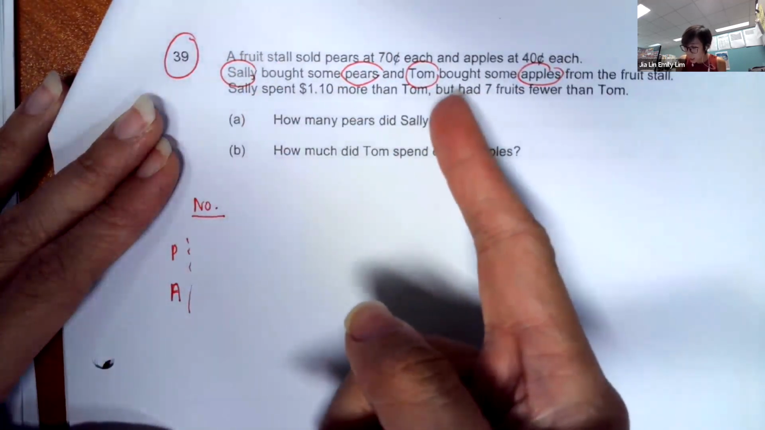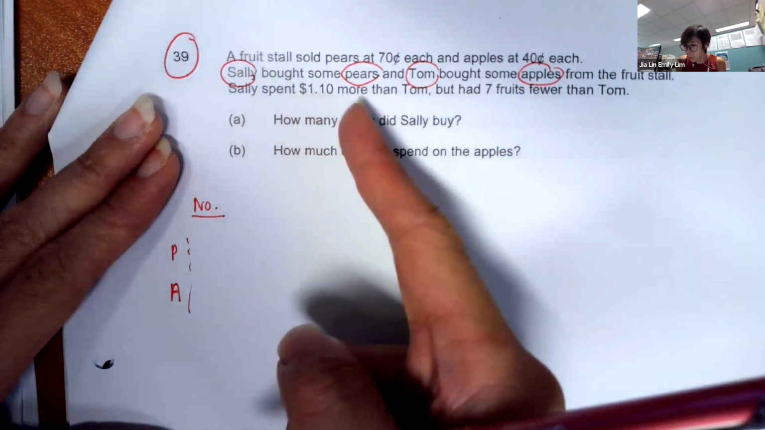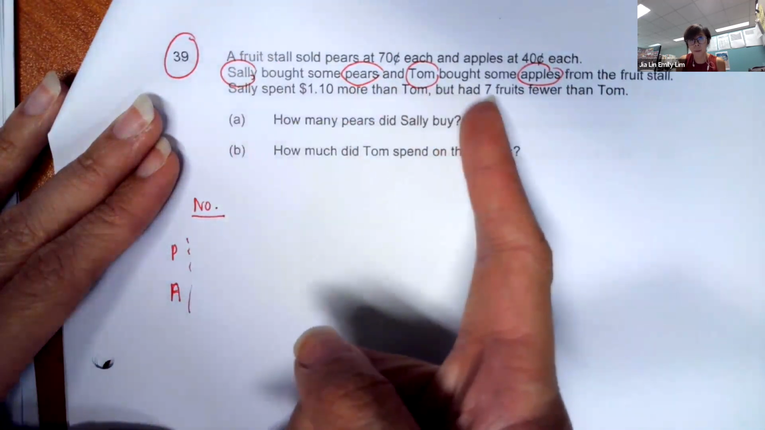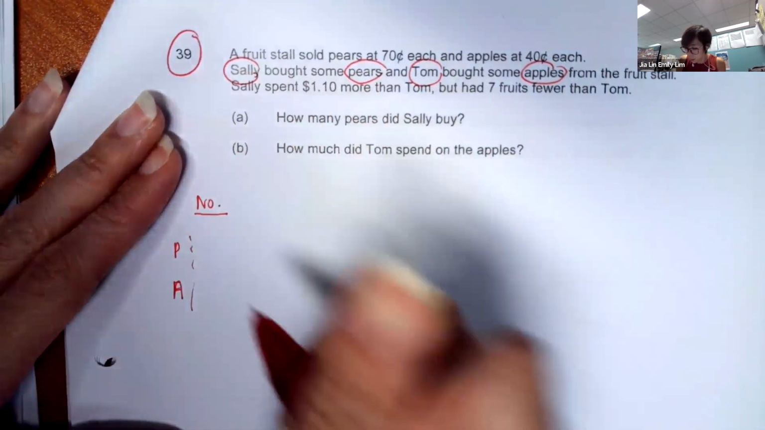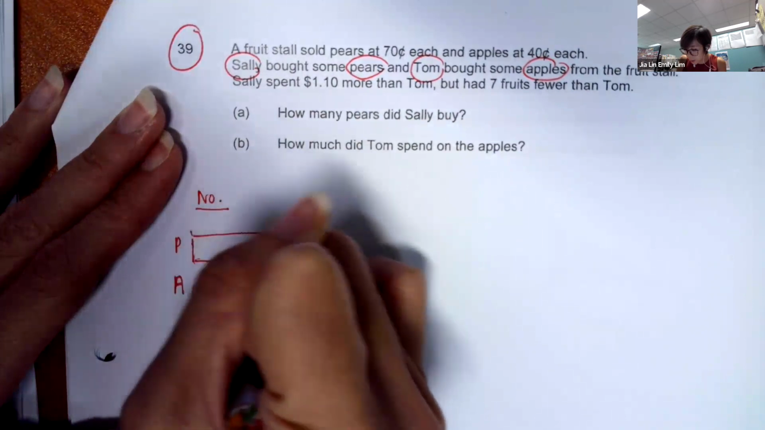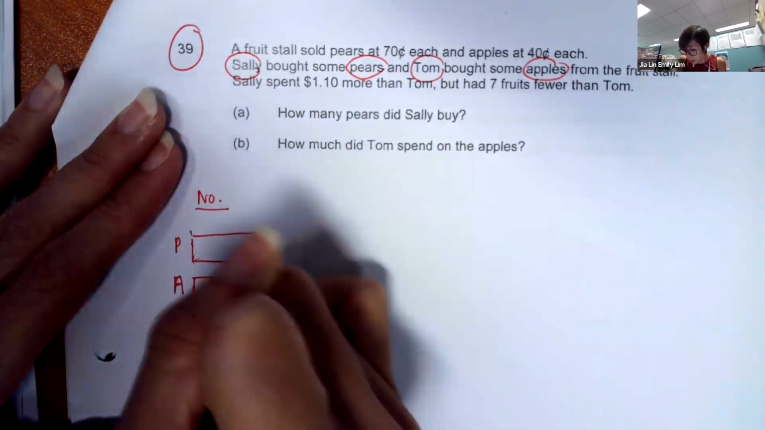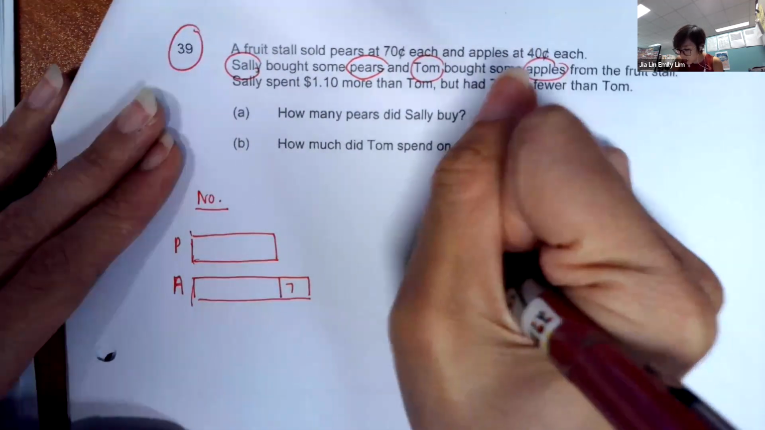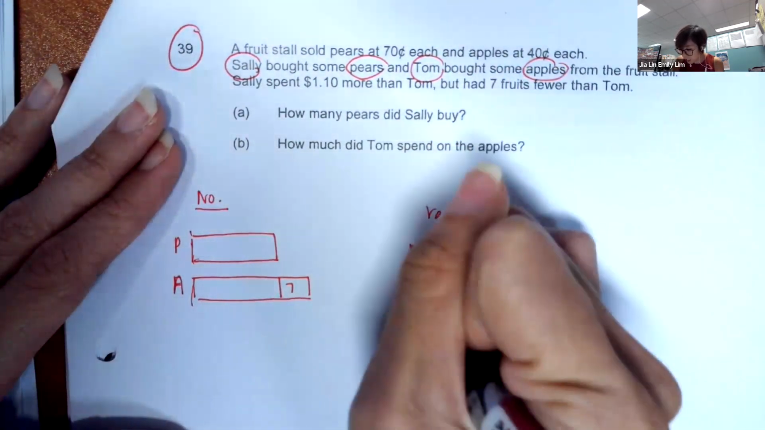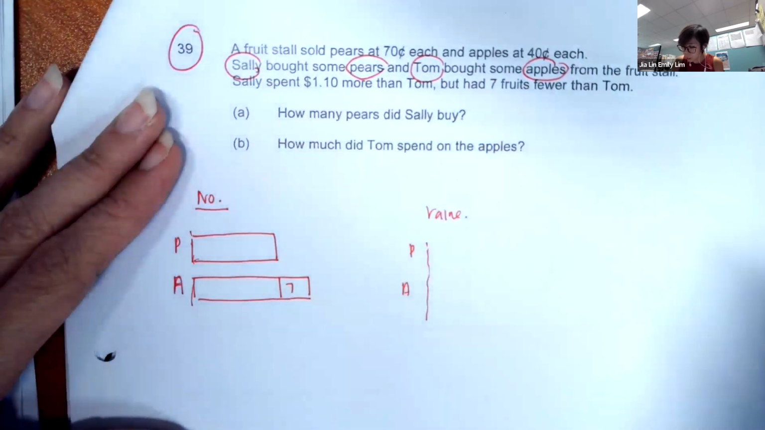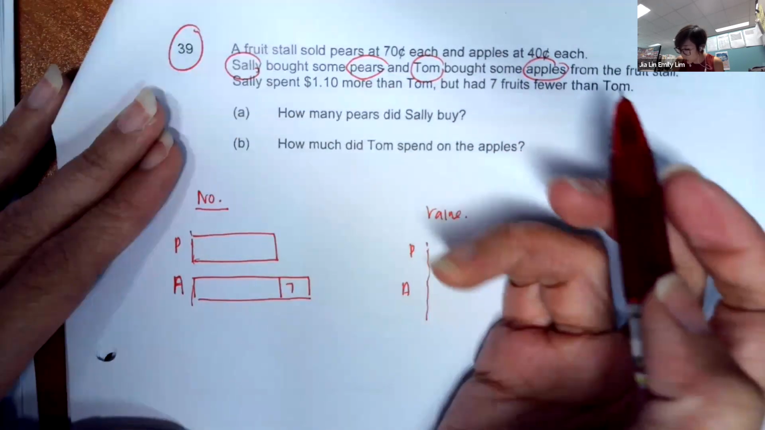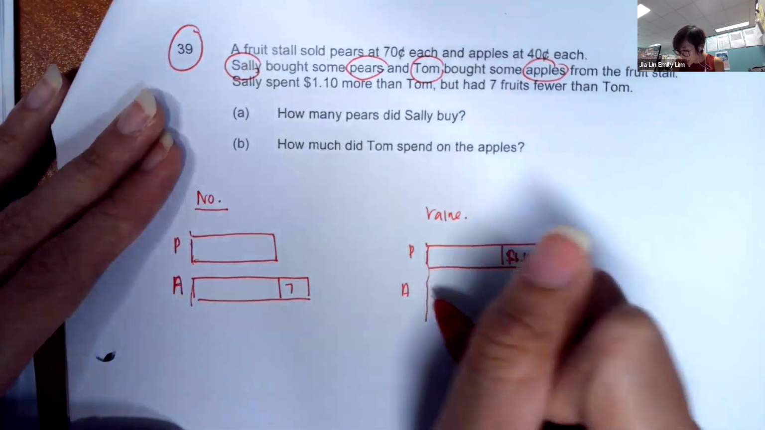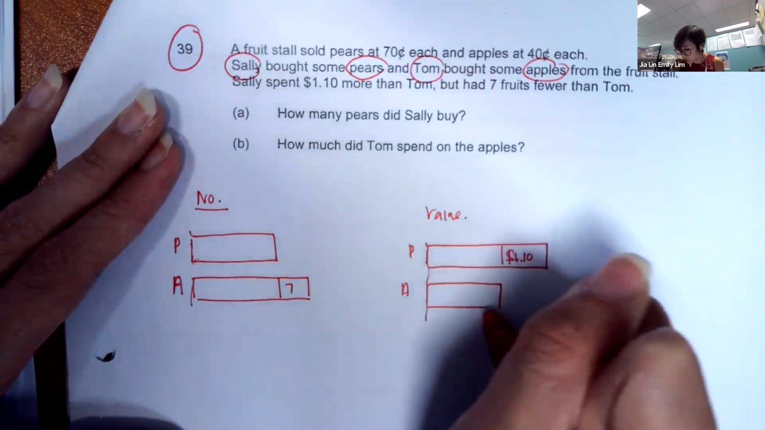Sally spent $1.10 more than Tom, but had 7 fruits fewer than Tom. So Sally bought fewer fruits, and Sally bought pears. So I'm going to draw lesser for pears and more for apples, a difference of 7. Okay, for the value, pears and apples, same thing. Sally spent more. So Sally bought pears, so I'm going to draw a longer bar for pears, $1.10 more. And then apples is this amount.